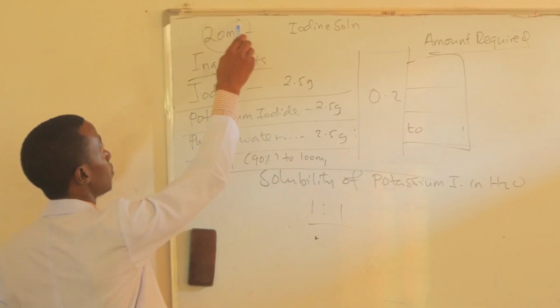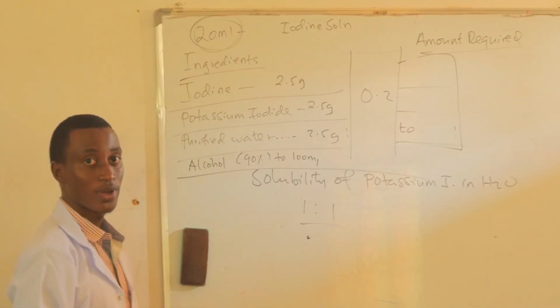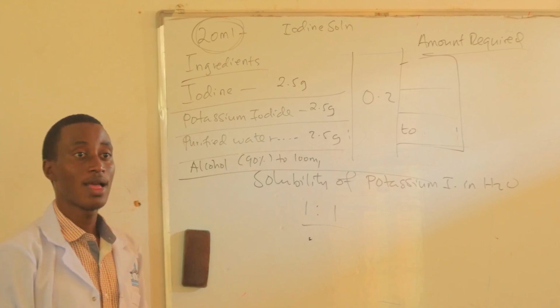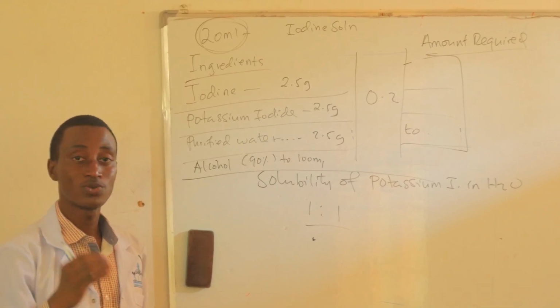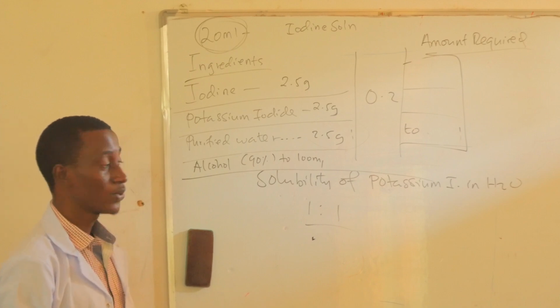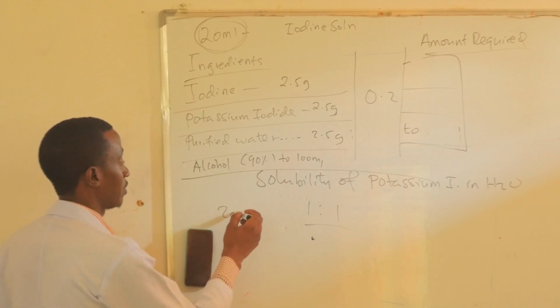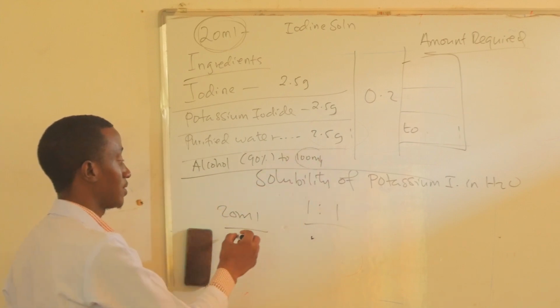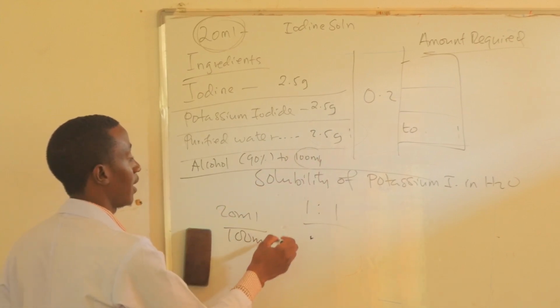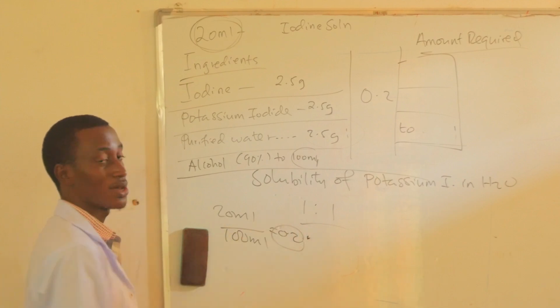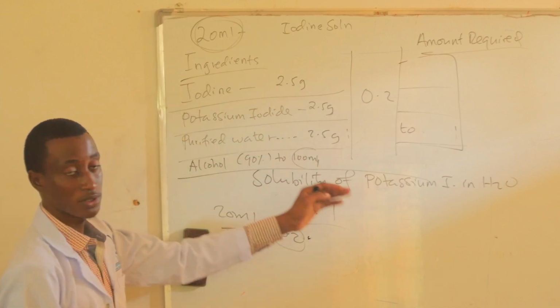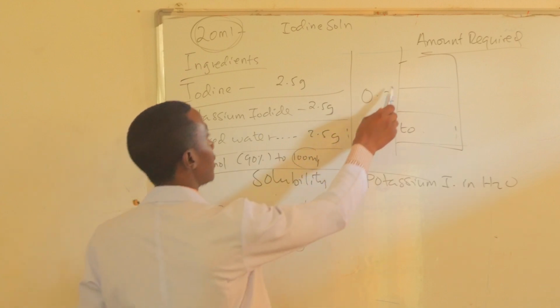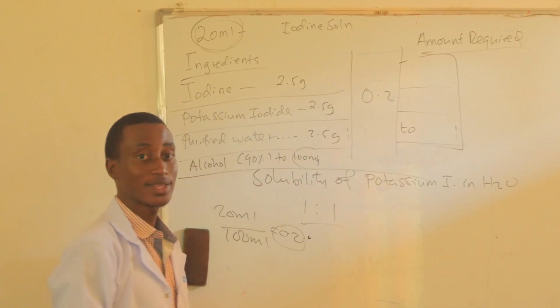So suppose we are preparing 20 ml of weak iodine solution. We need to have the factor first. So how do we get the factor? Take 20 ml, divide by the total amount of preparation, which is 100 ml. Now you get 0.2, which is our factor, which will factor out whatever ingredient here. So we have 0.2, which is our factor.